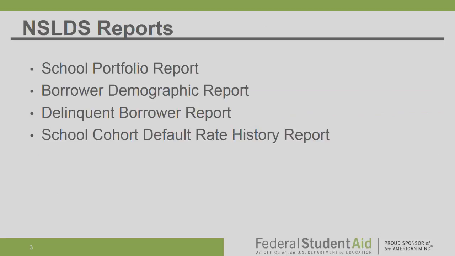So I'm going to focus in on 4 reports. However, there are a ton of other reports that are also applicable to default prevention. However, these 4 I think are probably the most useful. We're going to spend a lot of time talking about the school portfolio report, which probably has the most information available in one place of all the reports that are on NSLDS. So we're going to talk about the school portfolio report, the borrower demographic report, the delinquent borrower report, as well as the school cohort default rate history report, which is another way of saying the loan record detail report or the CDR backup data.